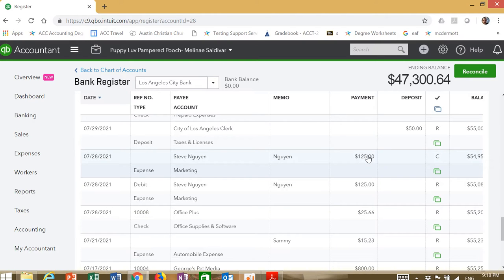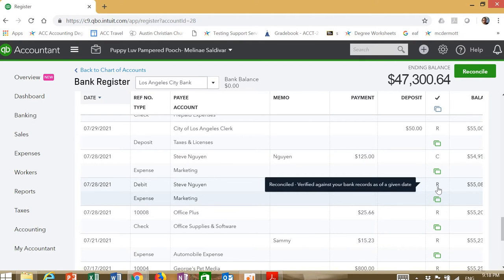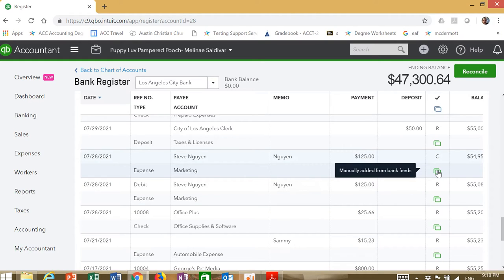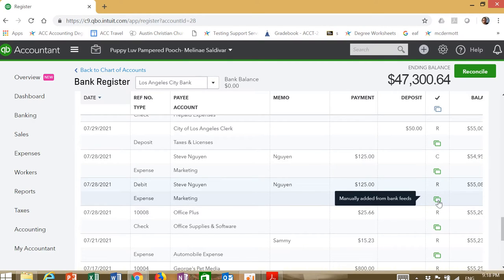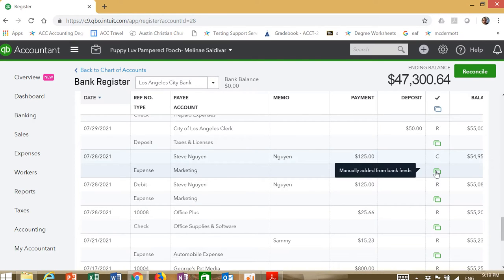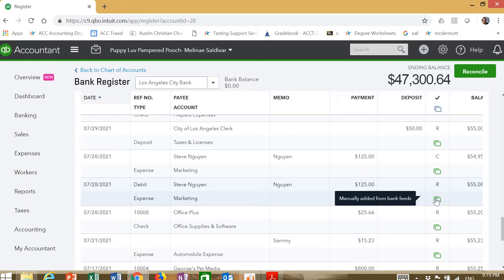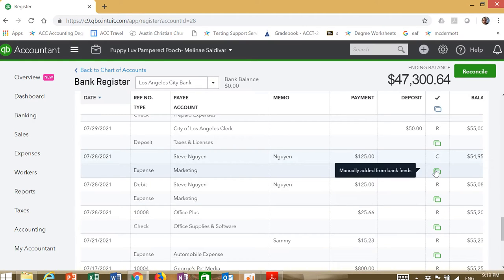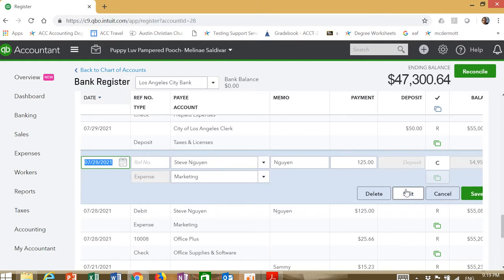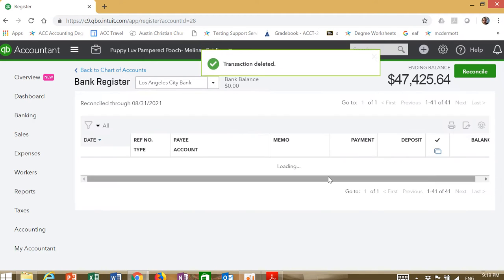So we need to get rid of one. So let's see, verified against your bank records on a given date. Manually added from the bank feed. Manually added from the bank feeds. Yeah, so one of these has to go. So we're going to get rid of, I guess, this one. What the heck? Delete. Yes.